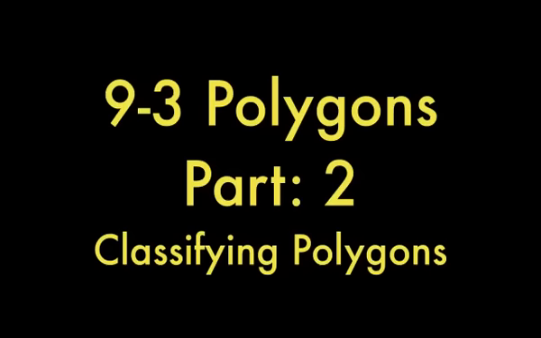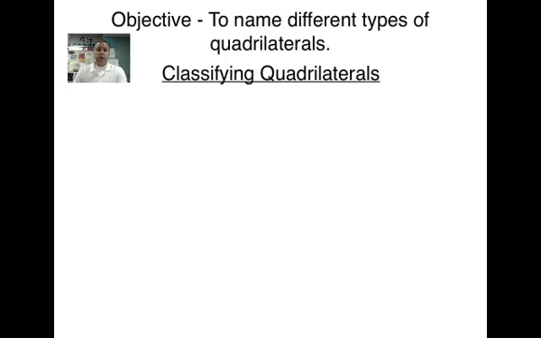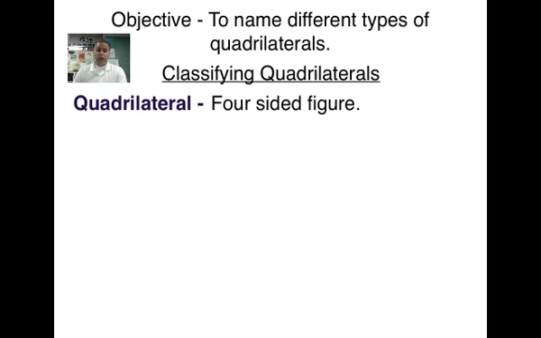9-3 Polygons Part 2, Classifying Polygons. Alright, our objective today is to name the different types of quadrilaterals. There's different ways of classifying quadrilaterals. First of all, let's go through the different types.